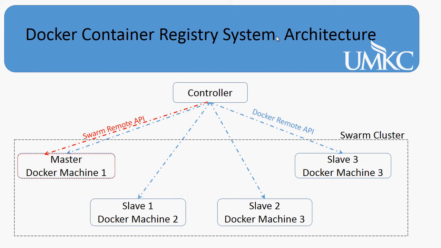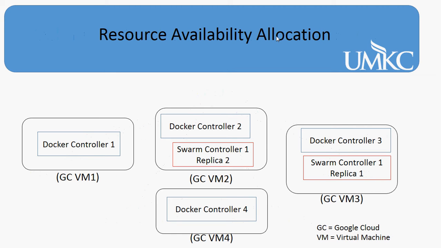And here's the high-level Docker container registry system architecture we implemented. We have 1 controller and 4 VMs. The controller accesses the master using the Swarm Remote API and also has access to all the 4 VMs using the Docker Remote API. We implemented round-robin resource allocation. We have a Swarm controller and replica on 2 of the VMs, and all the 4 VMs have the Docker controllers.